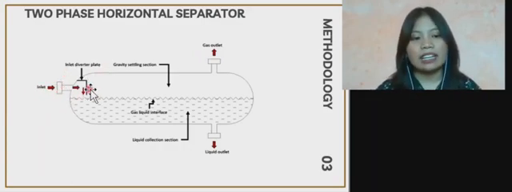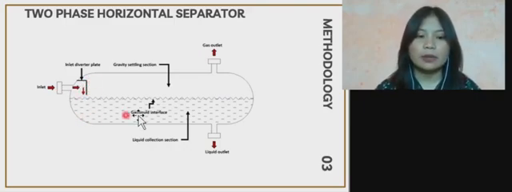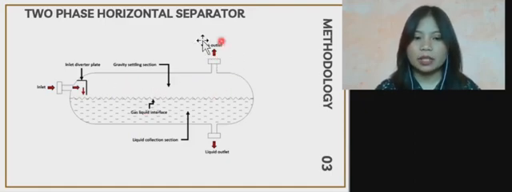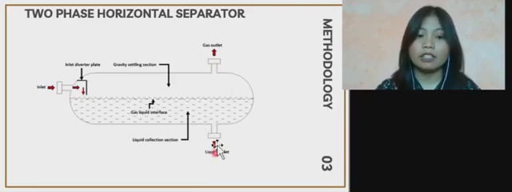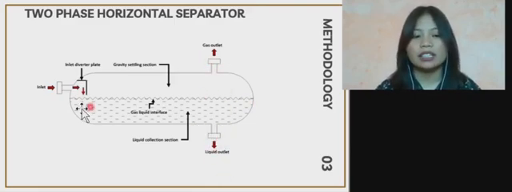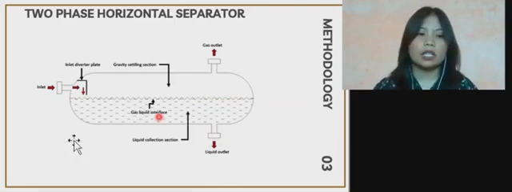It goes to the inlet and then hits the inlet diverter, and then the heavier liquid will settle down at the bottom, and then particles like gas will be in the gravity settling section. Here is where usually the gas is out, and here is the liquid outlet. Each of the outlets has a level controller which can control the level of the liquid.